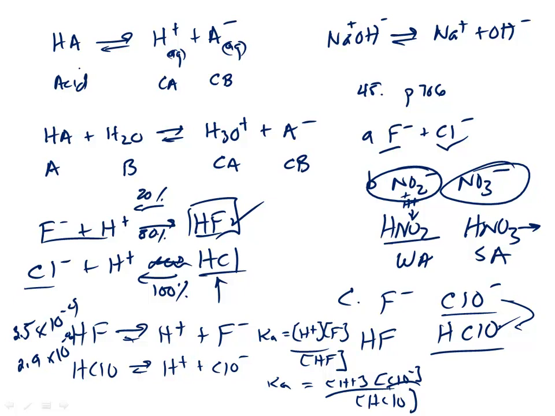So which one's the stronger acid, hydrofluoric or hypochlorous acid? Hydrofluoric is stronger because it has a larger Ka than hypochlorous acid. So, which conjugate base is stronger, the fluoride ion or the hypochlorite ion? Hypochlorite is stronger. Hypochlorous acid is a weaker acid, which makes its conjugate base stronger.